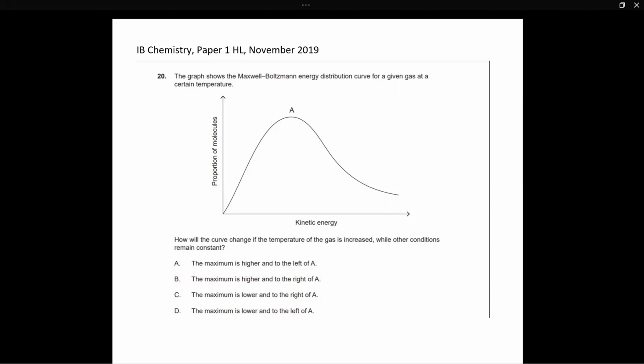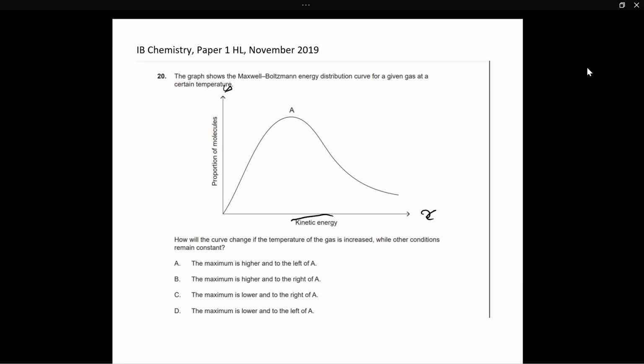temperature. So first I'm going to really dissect this graph so that you understand what I'm going to be talking about. As with any graph, in this you have an x-axis and you have a y-axis. On the y-axis, you have the proportion of molecules. So this is basically all the gas molecules that are there in the container or wherever the gas is stored.